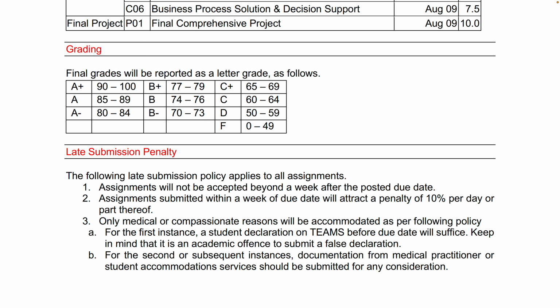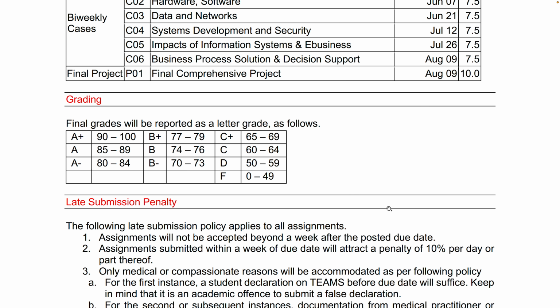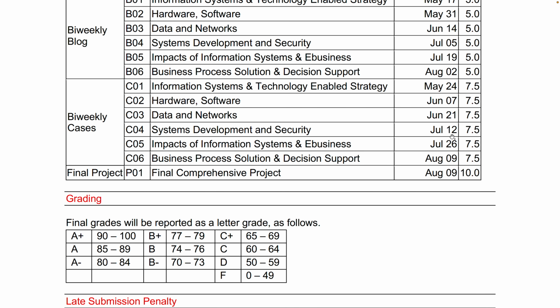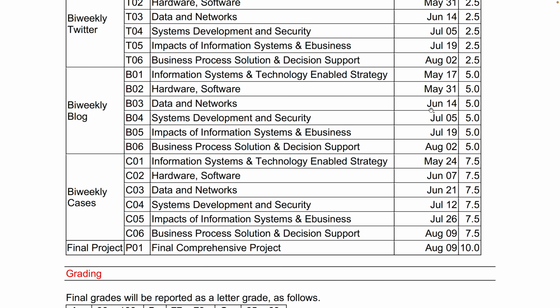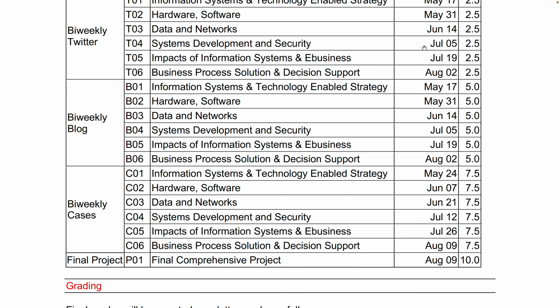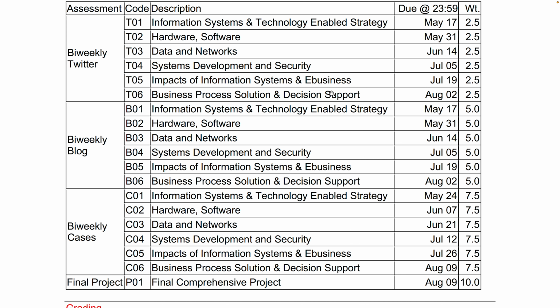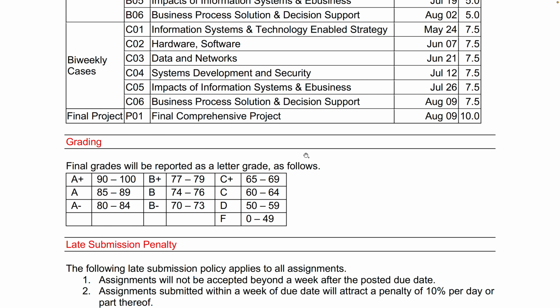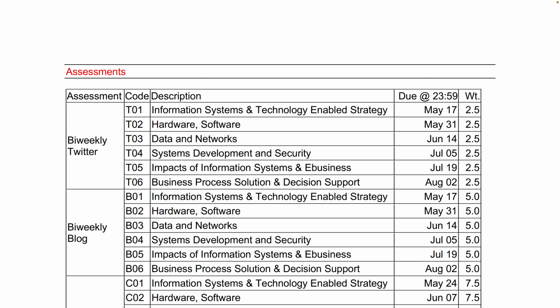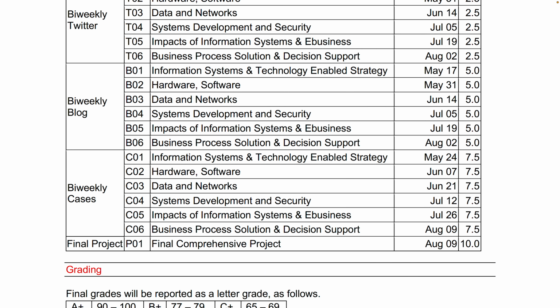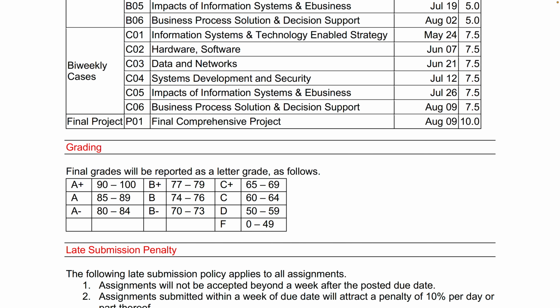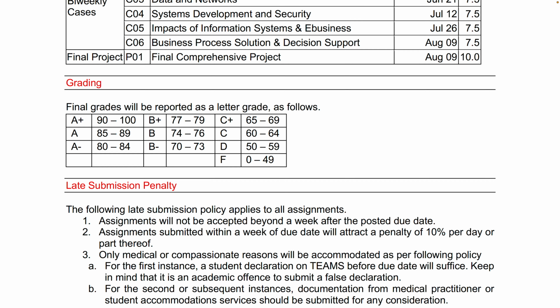So it isn't much. Let's say your weightage is 7.5. So you will lose 0.75 marks. That is for the high weightage assignment, compared to the bi-weekly Twitter, which is a 0.25 per day penalty. So I would strongly advise that you do not lose marks on the schedule.